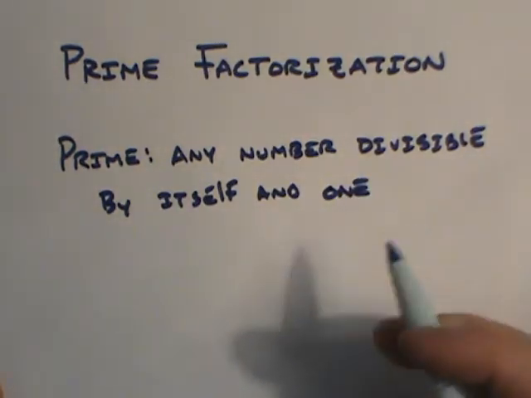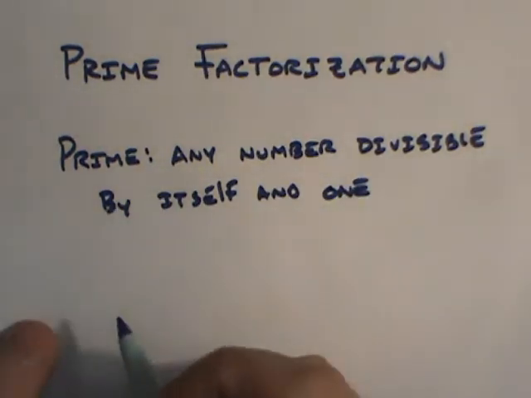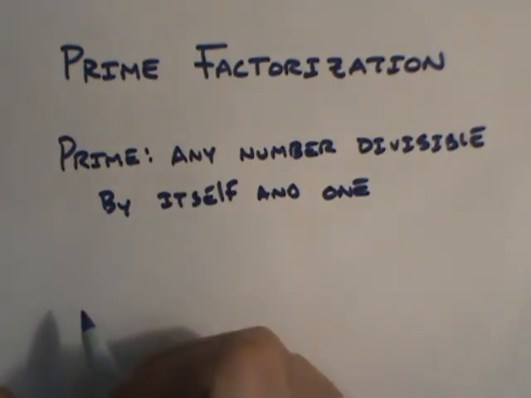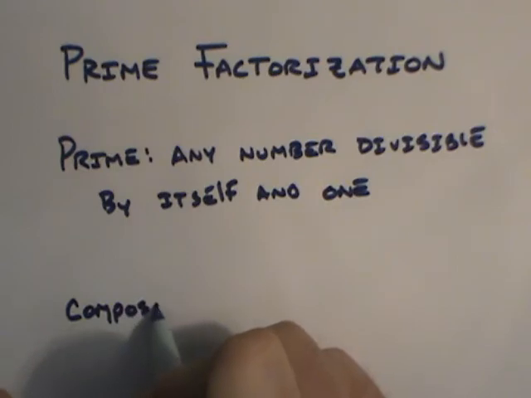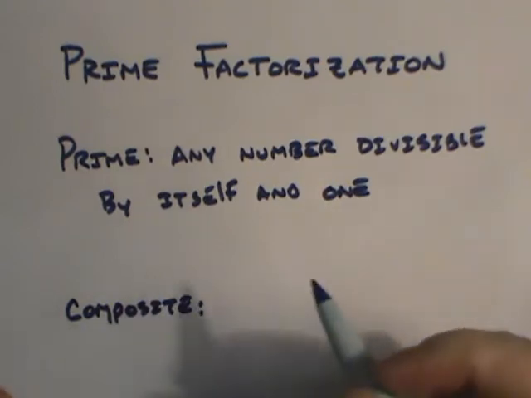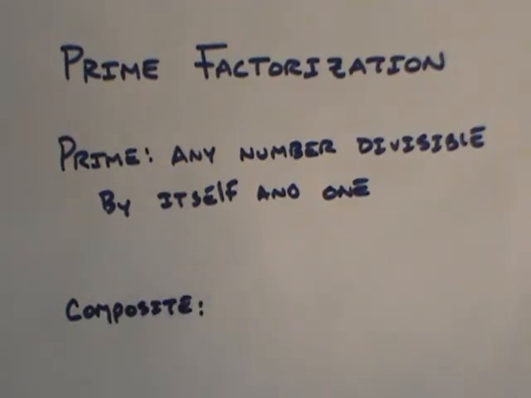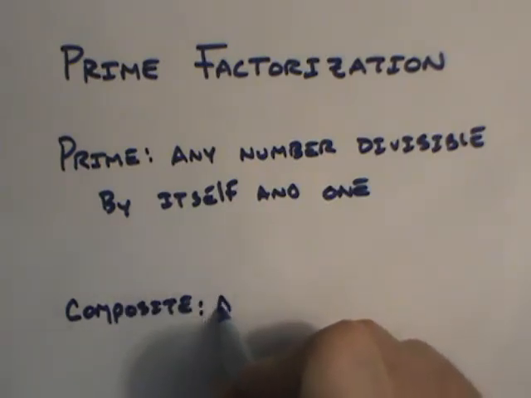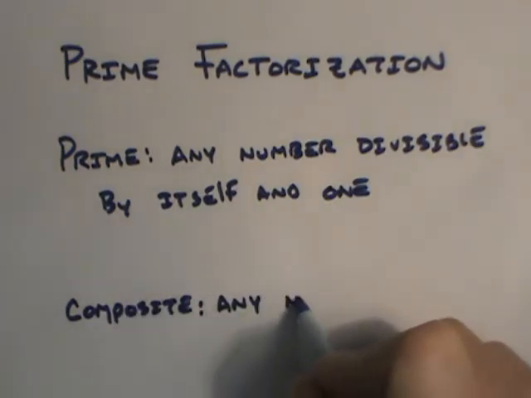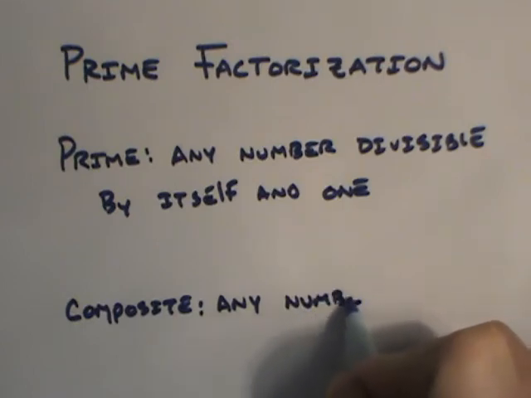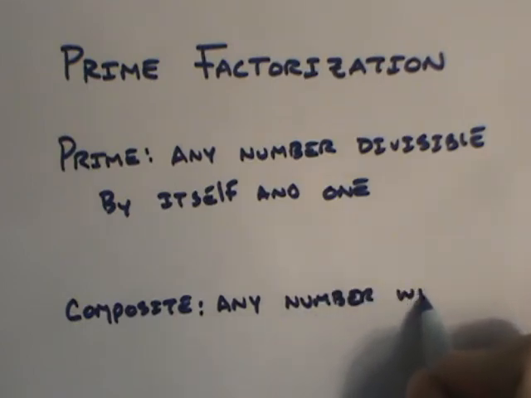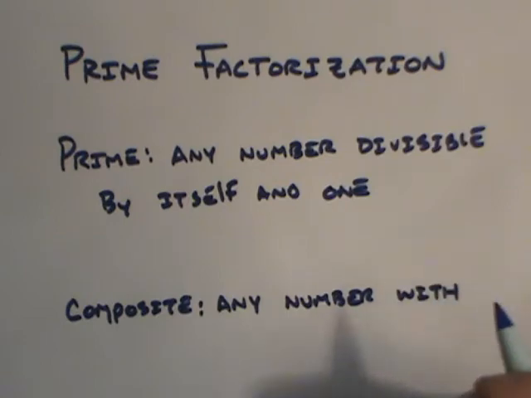And before we list out some of the prime numbers, let's also jump into the next vocabulary word, which would be composite. A composite number is any number that has more factors than itself and 1. So, any number with, we would essentially say, 3 or more factors.